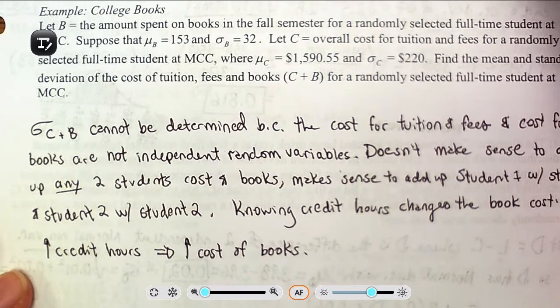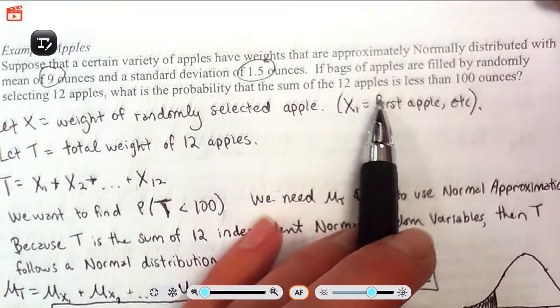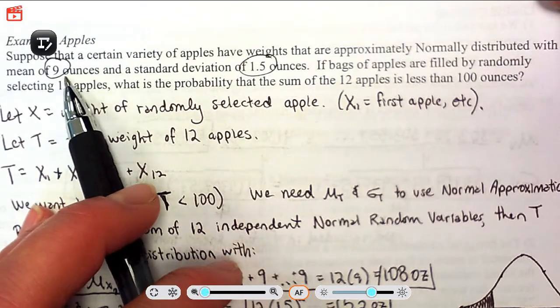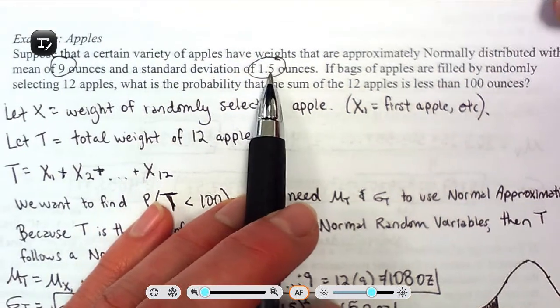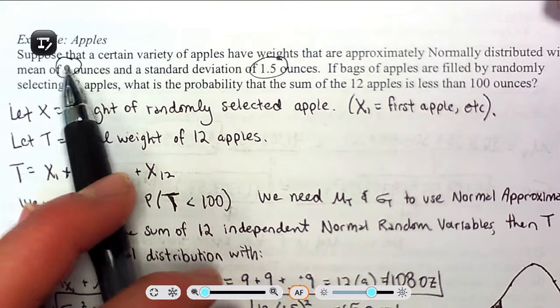So these are not two random variables like choosing two weights of apples, where there's a known mean of 9 ounces and a known standard deviation of 1.5 ounces, and there's a little variety in apple size in that pack.